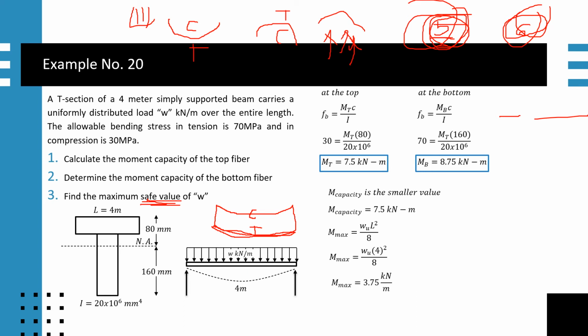So, W of U. Hala. Hindi ko napalitan nga talaga. So, this is 7.5. So, W of U. Okay. W of U is equal to 3.75 kilonewton per meter. Final answer. Yan. So, ganun lang siya kadali.